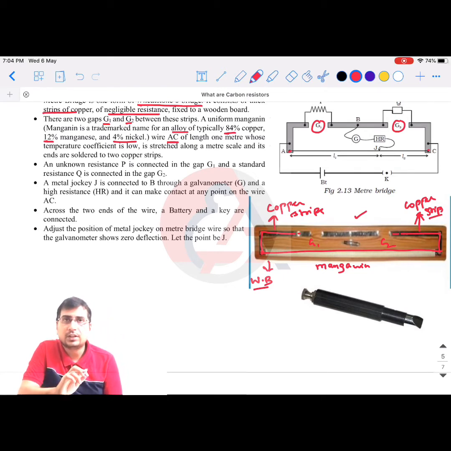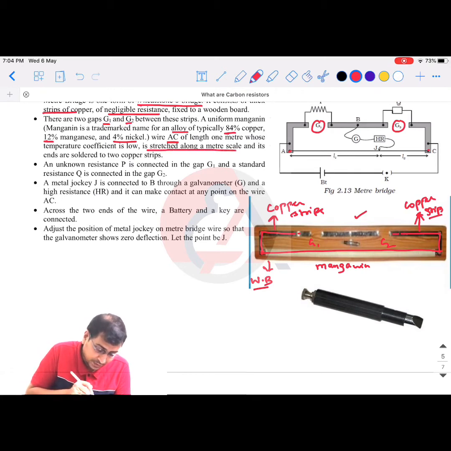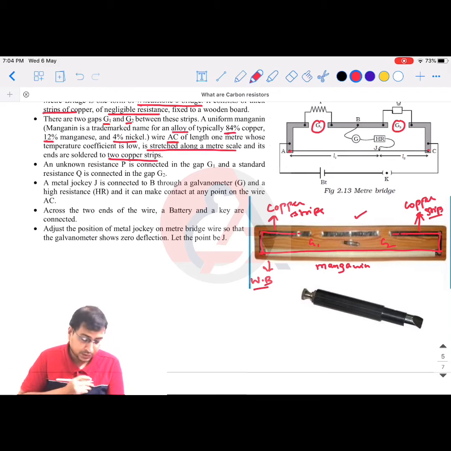And the reason why we are connecting the manganin wire is because the temperature coefficient of the manganin wire is low. Means as the temperature is increasing also, its expansion is going to be less. So it is stretched along the meter scale and its ends are soldered to the two copper strips. So the ends are soldered at these 2 points.